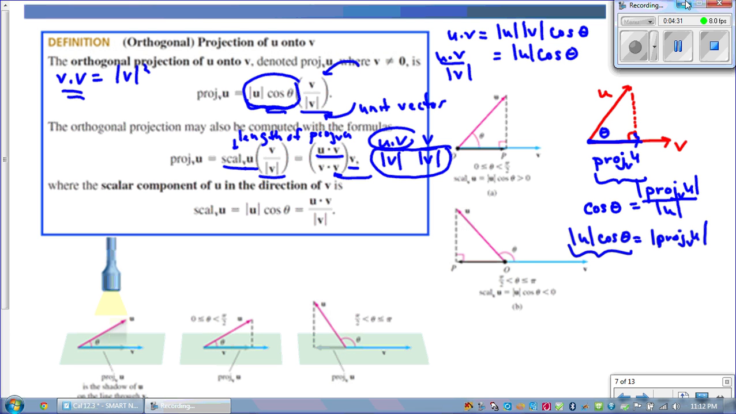Now, two ways to represent this scale would be, it's just the magnitude of u times cosine of theta, which is what we found the magnitude of that projection to be, or just u dot v over the magnitude of v, which is what we had right here. So different ways to represent the same thing. Scale of u onto v is the length of that projection. The projection itself is that length times the unit vector going in that same direction.